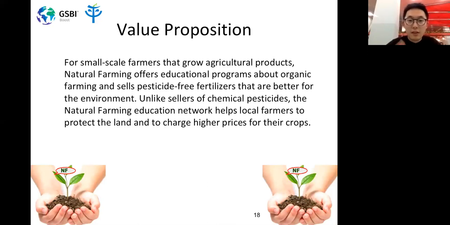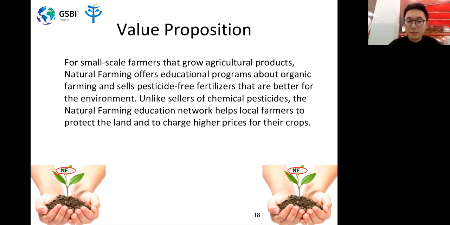So they try to frame this in two sentences. One is for small-scale farmers: it offers education about organic farming and sells fertilizer that is better for the environment. So this is one thing about what they do. And the second thing is how they can differentiate themselves from the existing solutions, that is, unlike others.